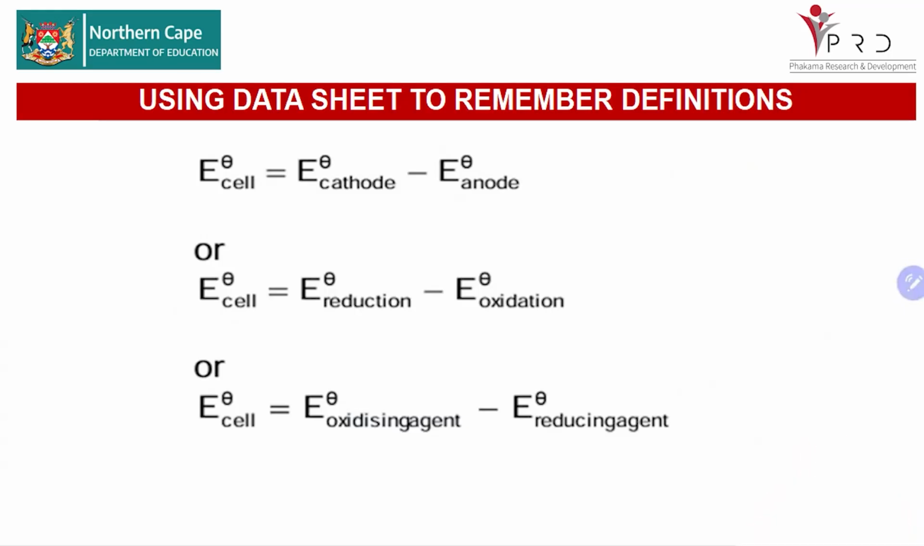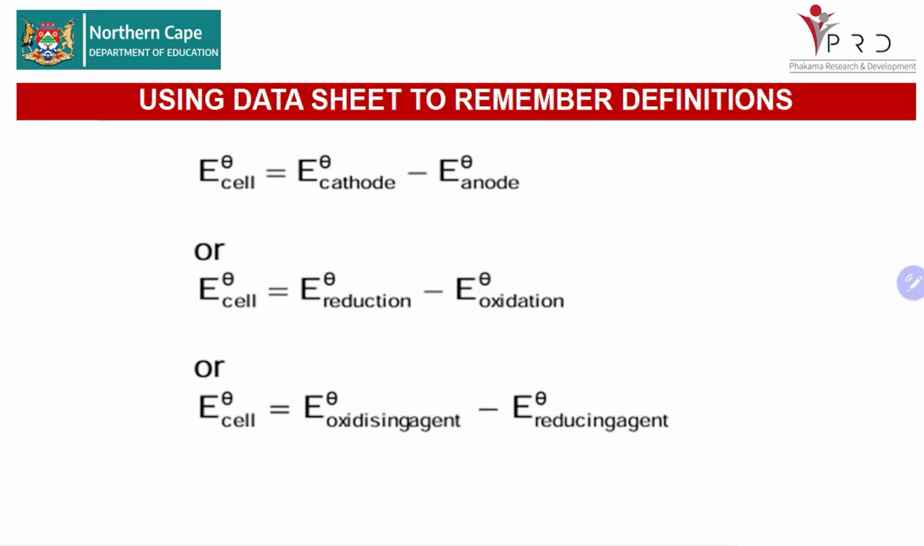Now, how do you use the data sheet to remember definitions? Remember, already we told you that the EMF of the cell is E cathode minus E anode. This is the data sheet for this particular question. So you are able to know that the cathode is here, with reduction.